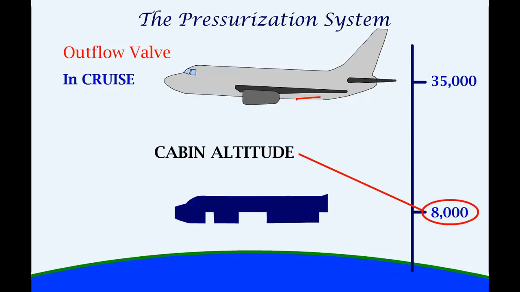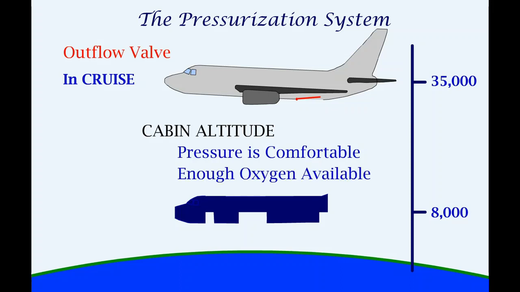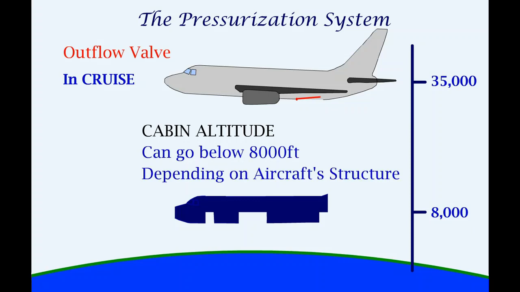This 8,000 feet is called the cabin altitude. At this cabin altitude, the pressure is comfortable and there is enough oxygen available for breathing. The cabin altitude cannot go above 8,000 feet as the oxygen content in the air will not be sufficient for humans. The cabin altitude cannot go below 8,000 feet unless the aircraft structure is strong enough.